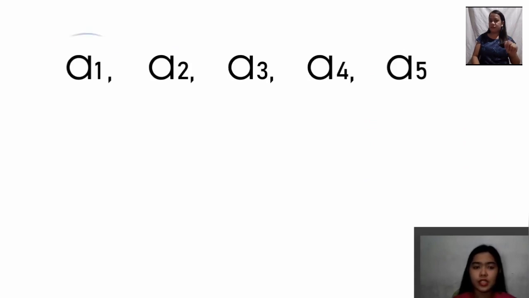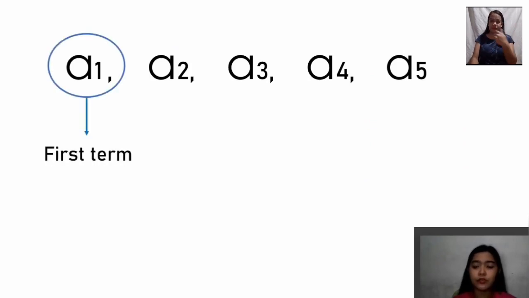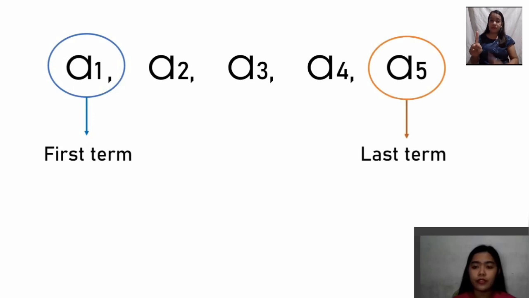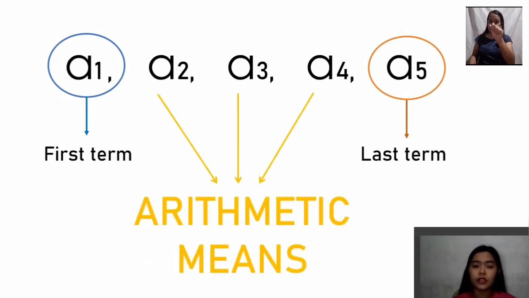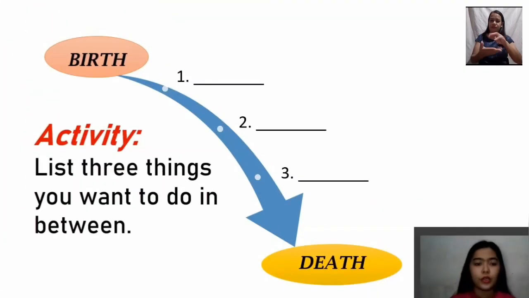In this sequence, a sub 1 is the first term, a sub 5 is the last term. The 3 terms between a sub 1 and a sub 5 are called the arithmetic means. Going back, what do you think is the relevance of this activity in our lesson? You're right. The 3 things you listed are called the means of birth and death.